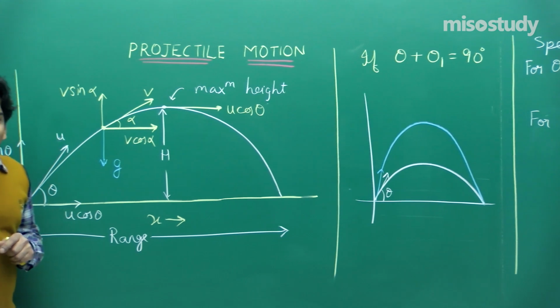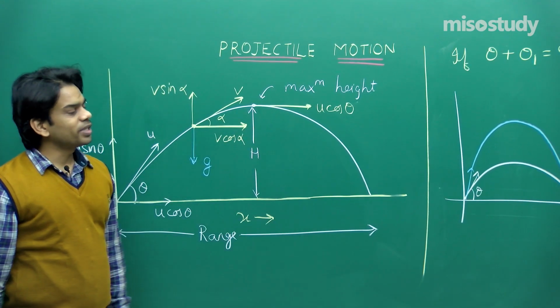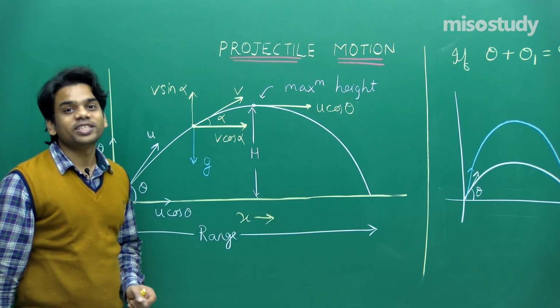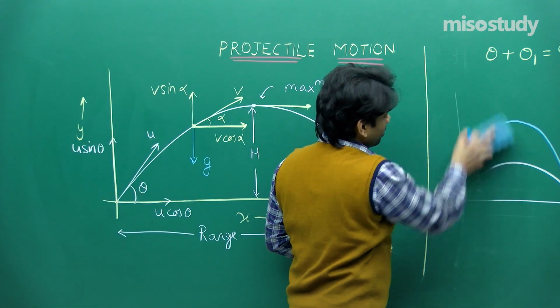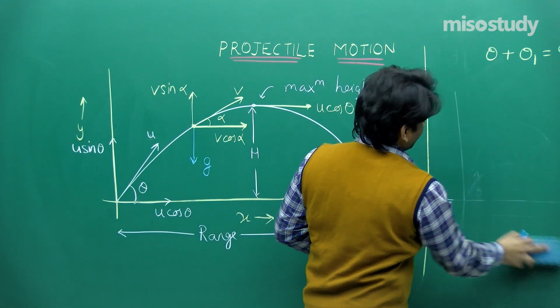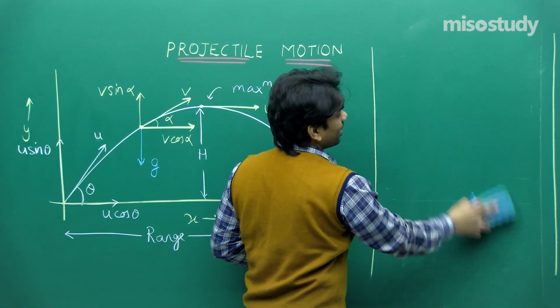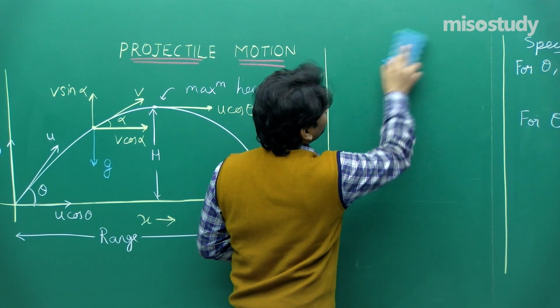Now one more thing that we can evaluate. As I told you, in the case of a projectile, we can also find out the equation of trajectory of the projectile. Let's find out the equation of trajectory. If you remember, in the last class I told you that you have to find the relation between x and y. So let's try to find out the relation between x and y.